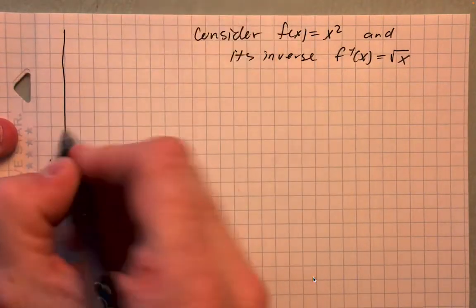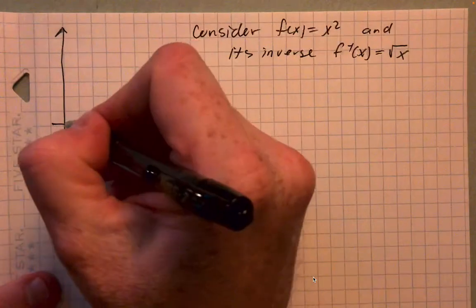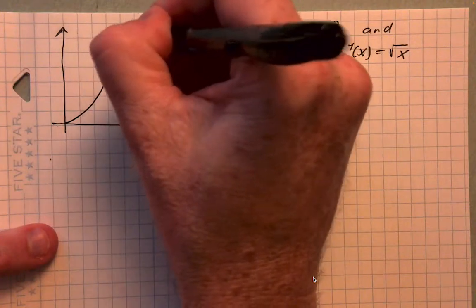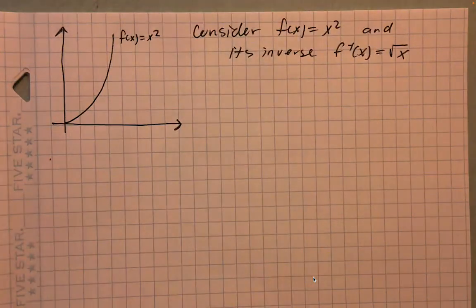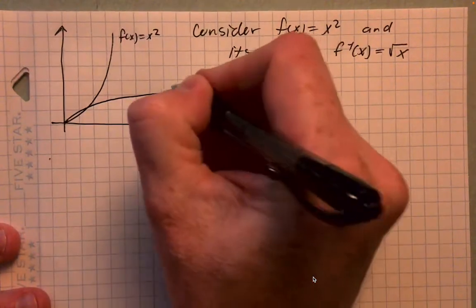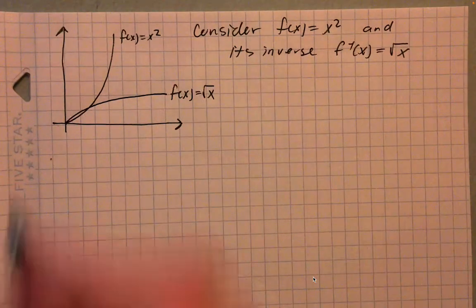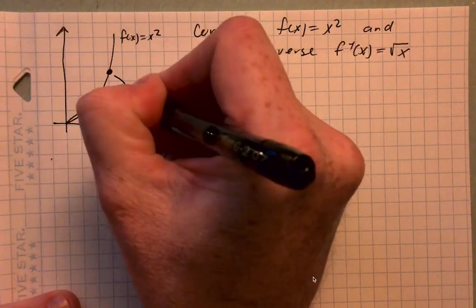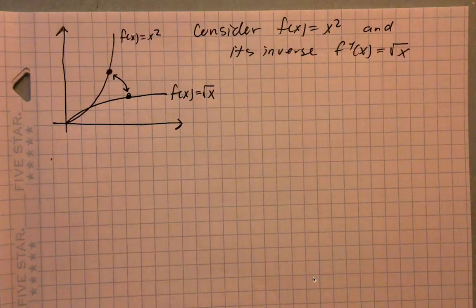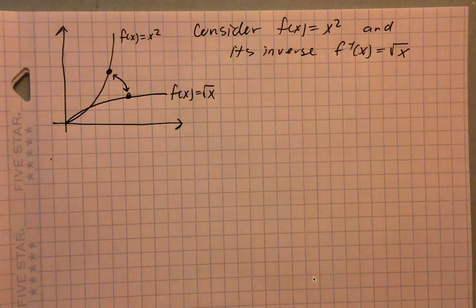Let's just draw a picture so we can see what these look like. All right, so you got your xy axis here. Now x squared comes up like that. Okay, so this is f of x equals x squared. And what happens with the inverse? Well, it goes like this. And so points that are here will map down on the inverse. Okay, so let's break this down for some example points here.